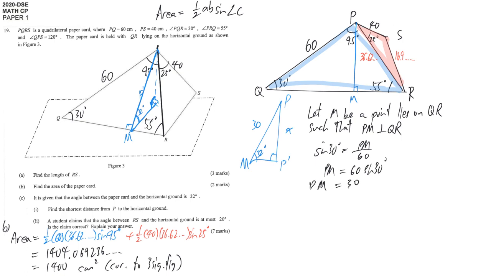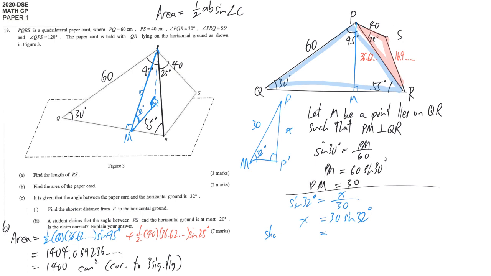After that, we go back to our cross section here. Our target is to get X, that means P prime. To this angle, we have opposite. We also have the hypotenuse, so we use sine ratio once again. Sine this time is 32 degrees is equal to X divided by 30. So X is 30 times sine 32 degrees. X here, that means the shortest distance we are calculating.